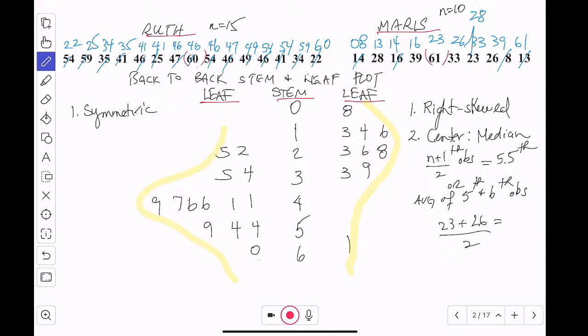So what do you get? So it's 24.5 hits, right? So that's about 25 hits. 25 home run hits. This is my symbol for approximately.